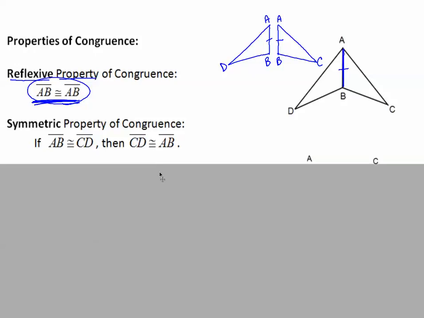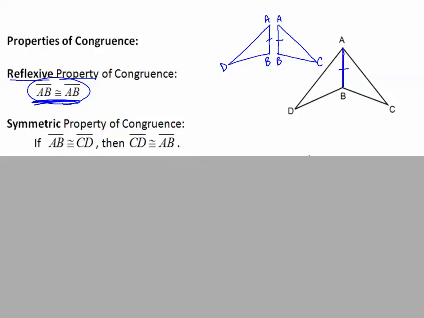Another property that you'll see from time to time is the symmetric property. Think of symmetry. Symmetry shows us that if it looks one way in one direction, we can flip it around and it looks the same in the other direction.